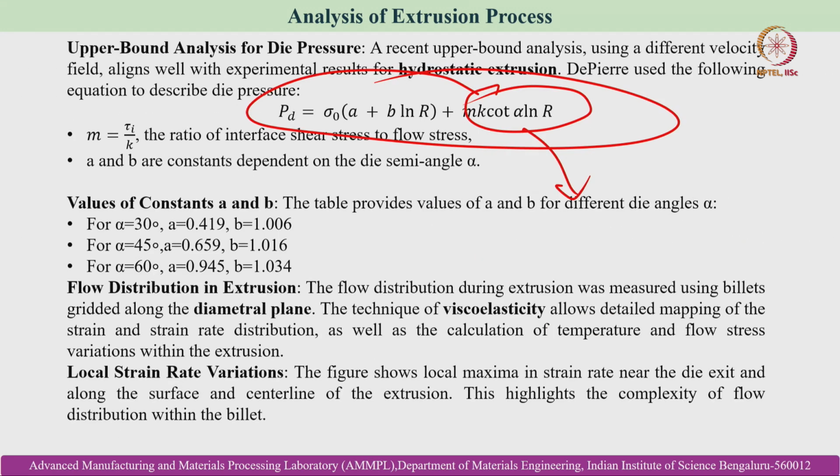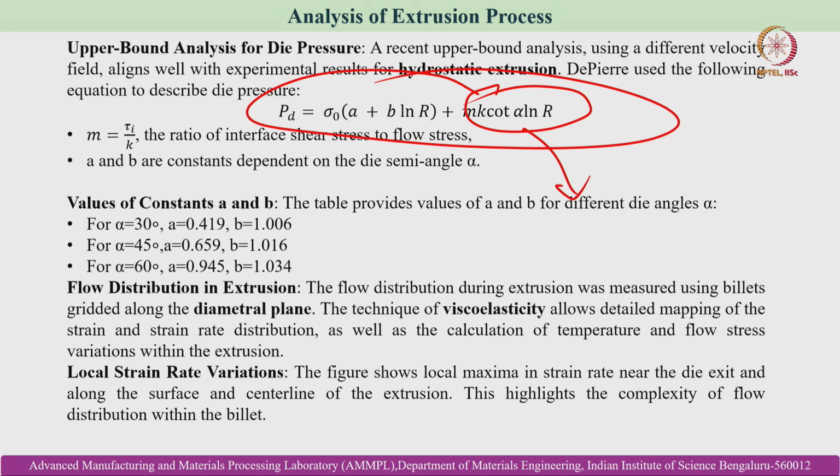However, in case of upper bound analysis, the interfacial shear stress is considered. So, the effect of friction is considered, and accordingly this term mk cot alpha ln r is added, where m is equal to tau i by k. Okay. So, the ratio of the interface shear stress to flow stress. A and B are constants dependent on the semi die angle alpha.